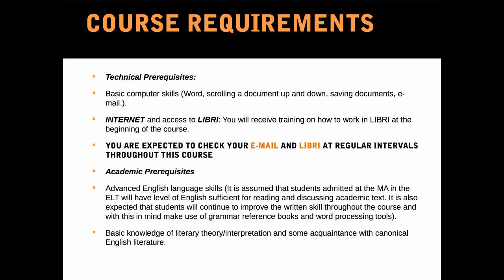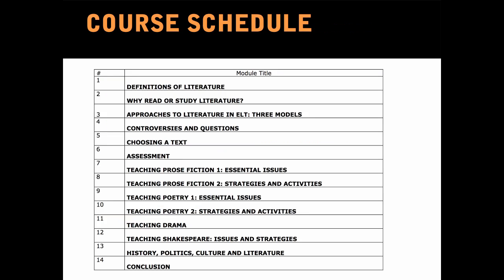I'm also assuming, because you have studied English language and literature at undergraduate level, that you will have some grasp of the basics of literary interpretation, and that you will at least have read some of the great classics of the English canon, including perhaps some Shakespeare, novelists such as Charles Dickens, poets such as W.B. Yeats. Now, I'm going to talk you through the course schedule.